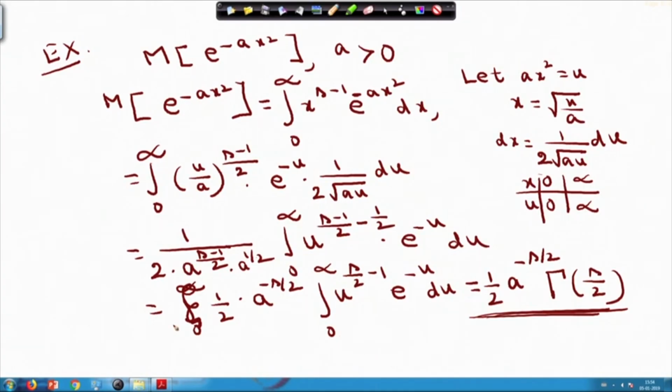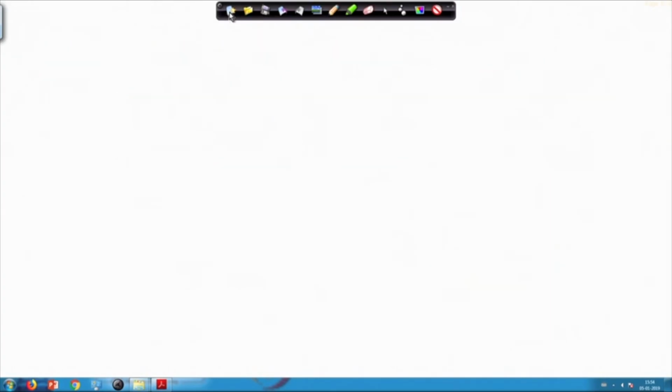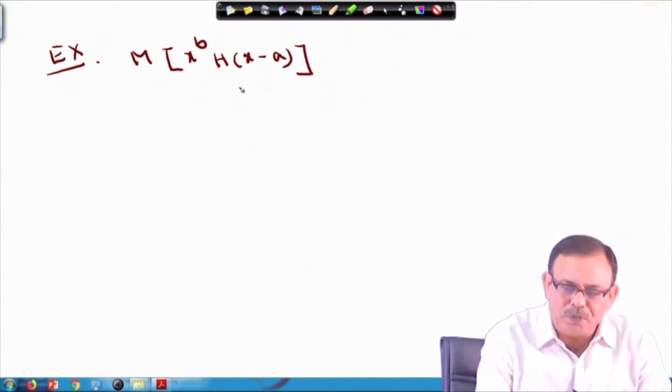So, I hope it is clear. Let us go to the next example. We want to find out the Mellin transform of this function, x to the power b into h of x minus a, where, what is h? I hope you remember it.